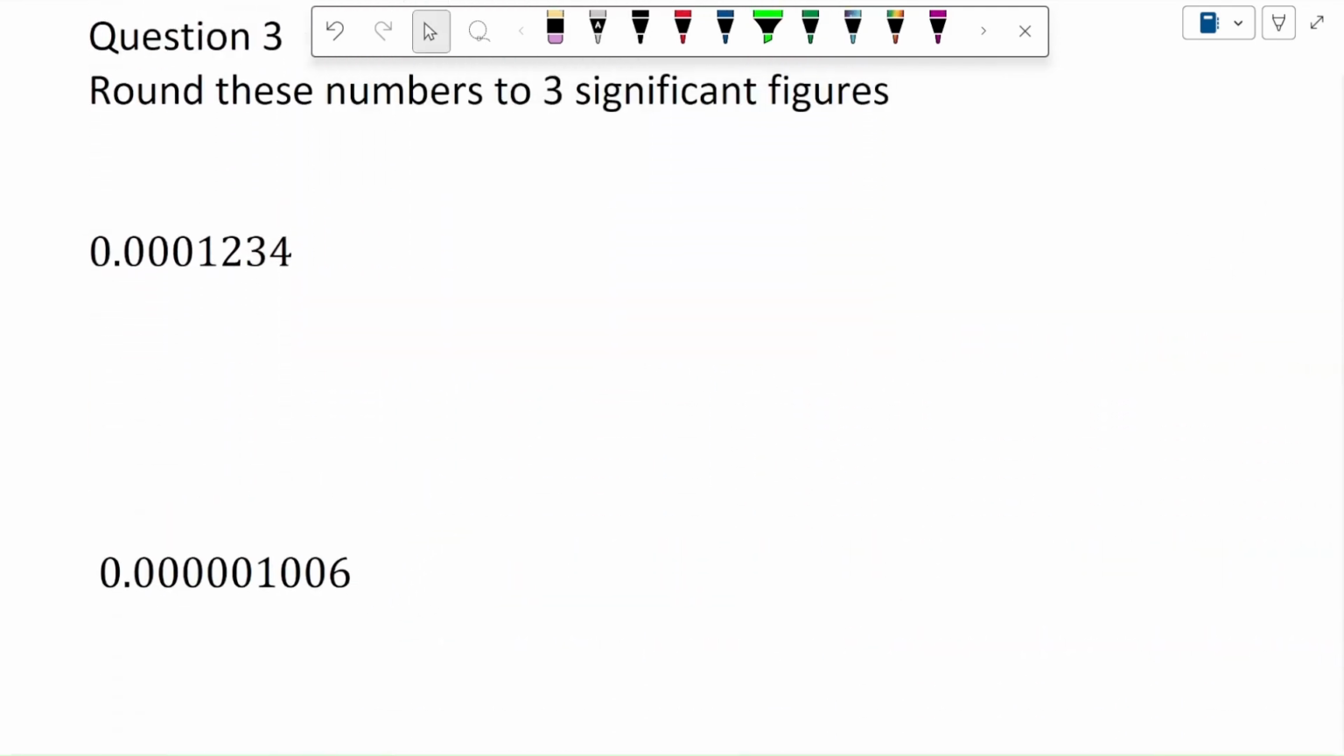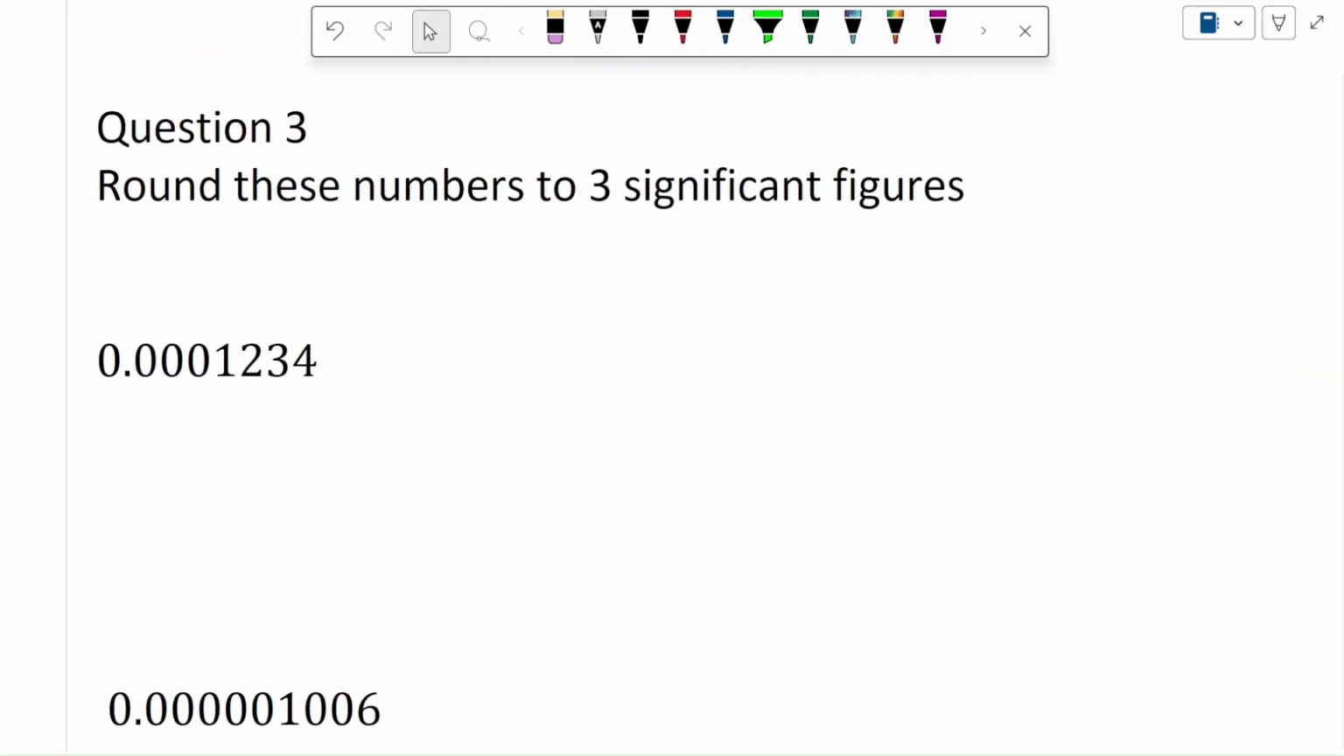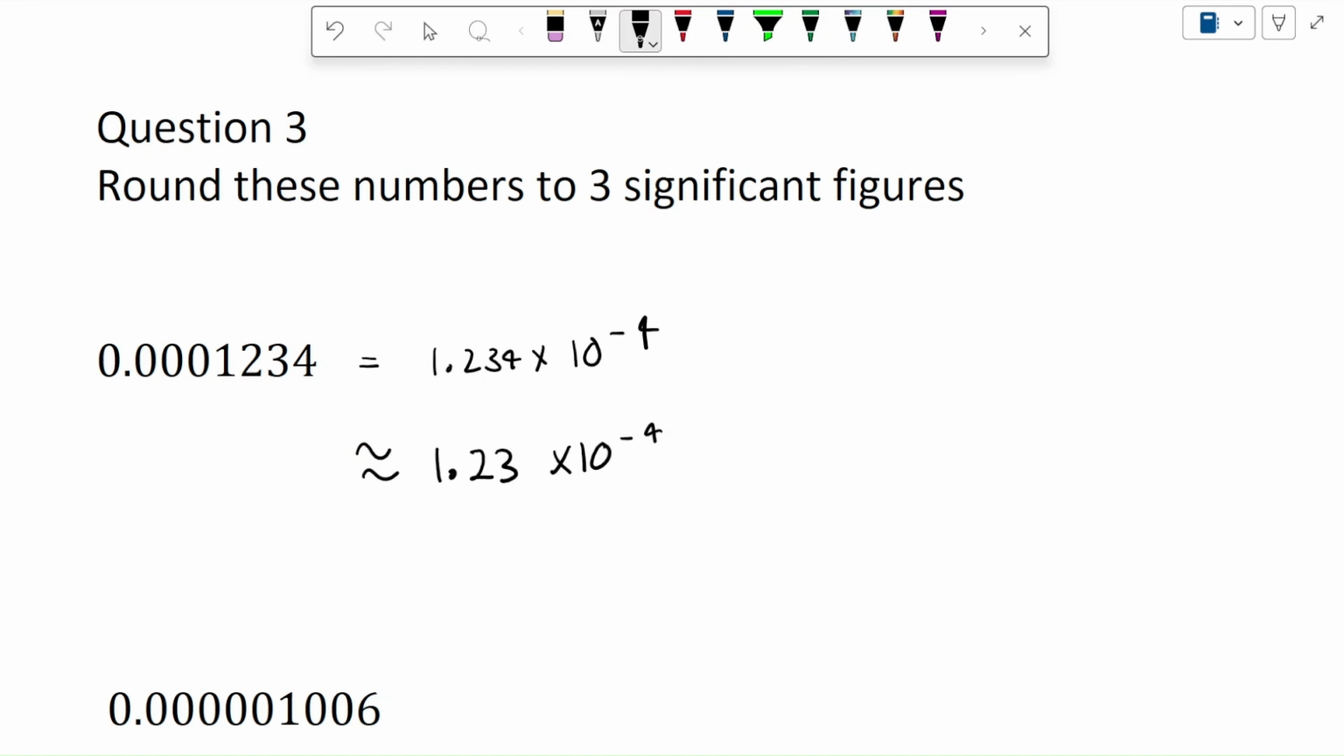Okay. Next, we got to round these numbers to 3 significant figures. So it's easy enough to write it in scientific notation first. So 1.234 times 10 to the minus, let's see, it would be 1, 2, 3, 4. And then we want to round it to 3 significant figures. So this would be just 1.23 times 10 to the minus 4. So this would be in the scientific notation. We're rounding it to 1, 2, 3 significant figures.